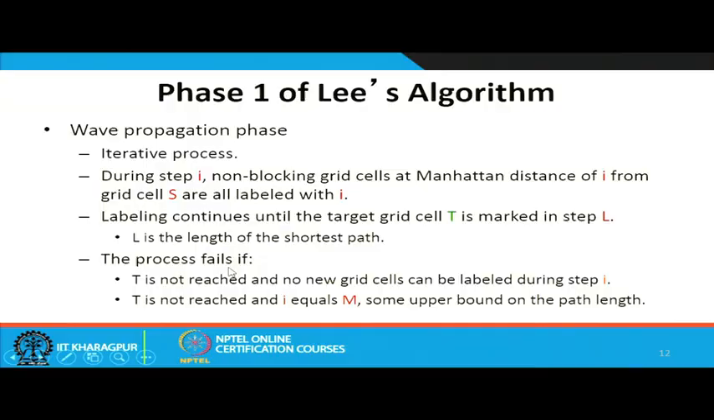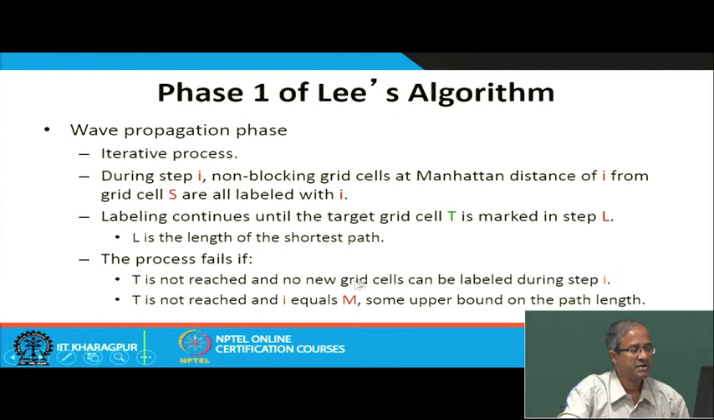So the process will fail if you cannot reach T and you reach a stage where you cannot label any new grid cell in the next step, which means the path does not exist. Or secondly, if you have some upper bound M to the length of a path, you say that my path should not be greater than M, then if I see that I has reached M but still the path is not found, then you can conclude that no path of length less than or equal to M exists. This is the phase 1.